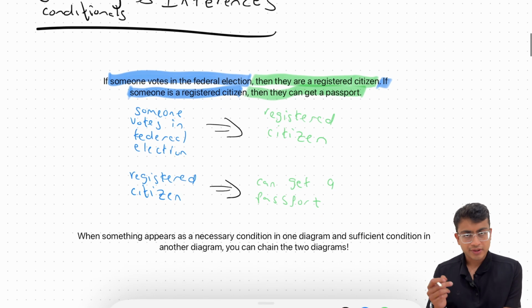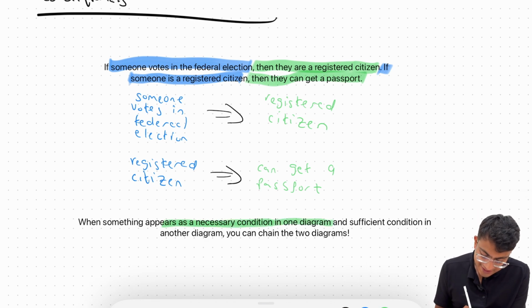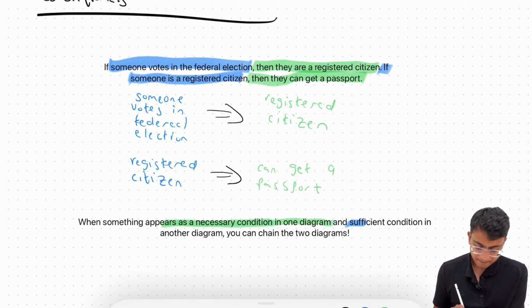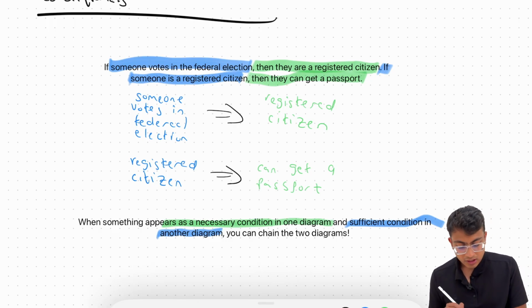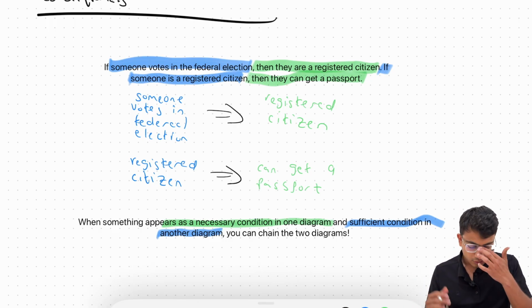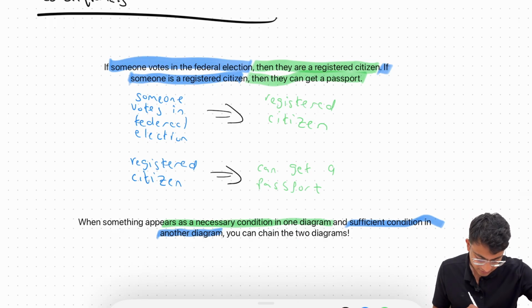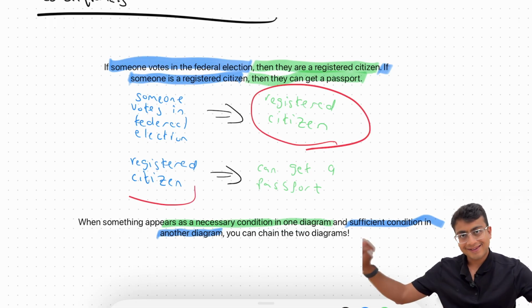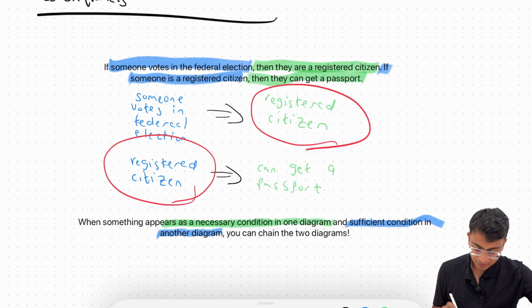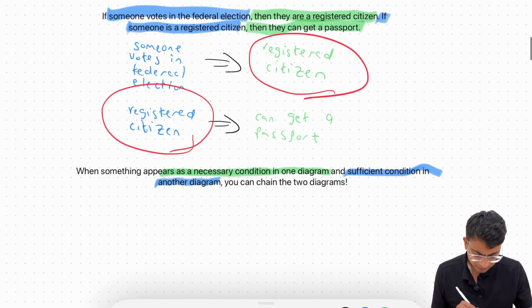Now here's a trick. When something appears as a necessary condition in one diagram and sufficient condition in another diagram, you can chain the two diagrams. So in other words, if something appears on the right in one diagram, like in this case, and left in another diagram, like in this case, we can chain the two diagrams together.